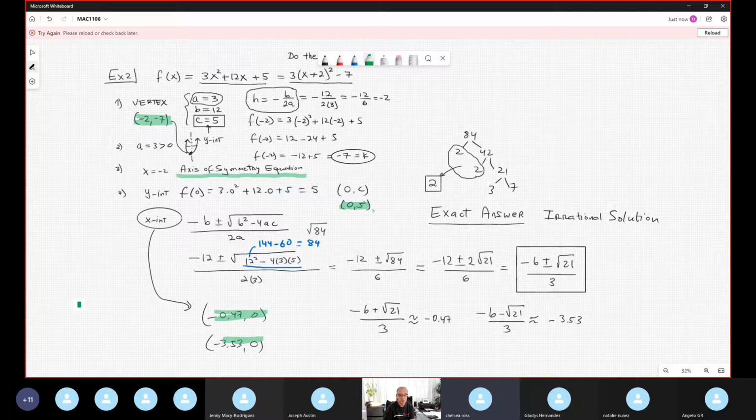Remember, let me review. The vertex of this parabola is located at the point (-2, -7). This parabola opens up. The axis of symmetry is x equals -2. We have one y-intercept at the point (0, 5). And we have two x-intercepts at the points -0.47 and -3.53. Boom.